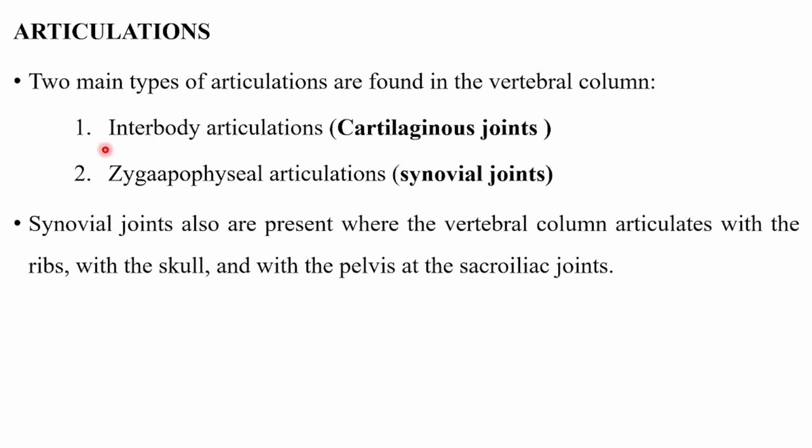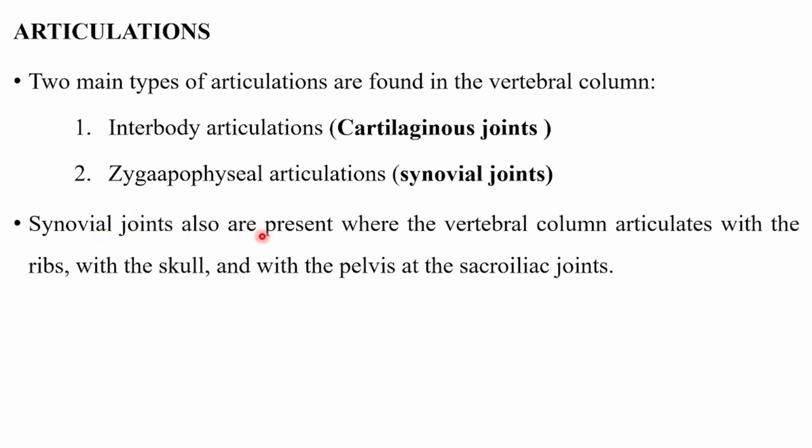Coming to the articulations of the vertebral column, there are two main types of articulations. They are interbody articulations, which are cartilaginous joints located between two intervertebral bodies, and the zygapophyseal articulations, otherwise known as apophyseal or facet articulations. These interbody articulations are known as intervertebral joints, and the zygapophyseal articulations are synovial joints.